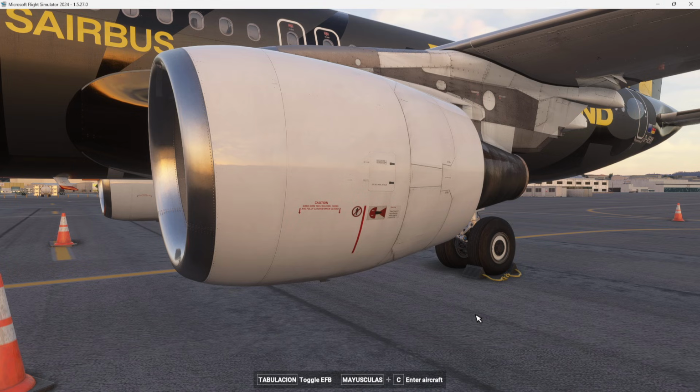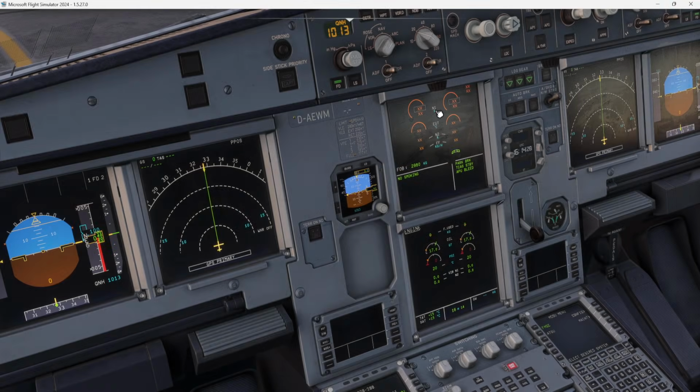Now I'm going to clarify what N1 means, because you see lots of information in the Airbus cockpit, and we are going to clarify what N1 means, what N2 means, and everything. The N1 is this one. We call it the low pressure system. It has the low pressure compressor and the low pressure turbine, all connected in one shaft.